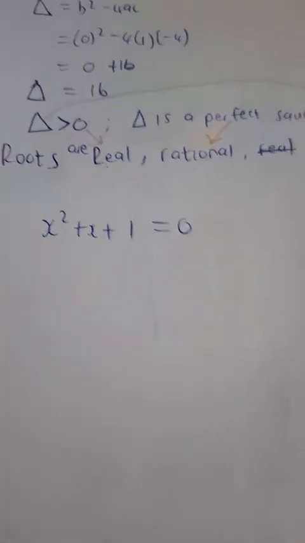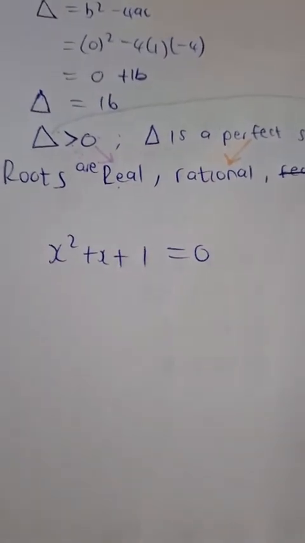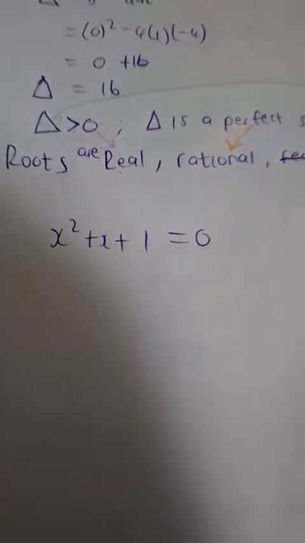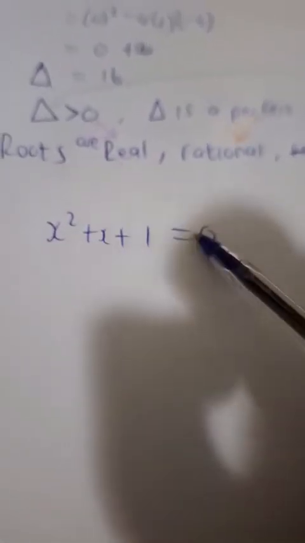I want to do one more. I'm going to repeat the steps with this one. Let's say, just hang on, I'll repeat it again. x squared plus x plus 1 is equal to 0. So step number 1, you need to make sure the equation is in standard form.